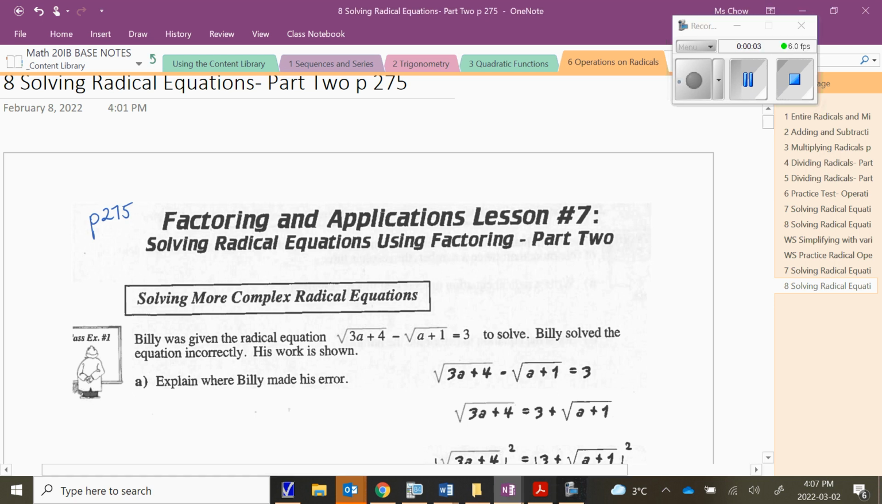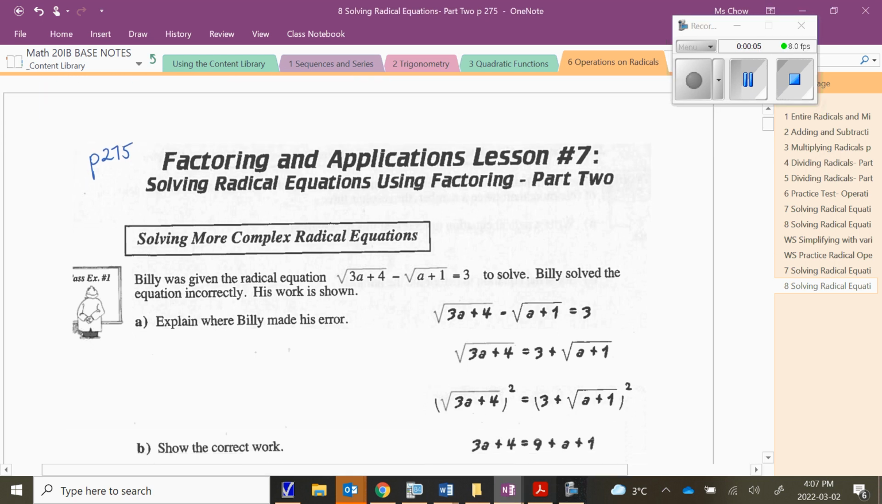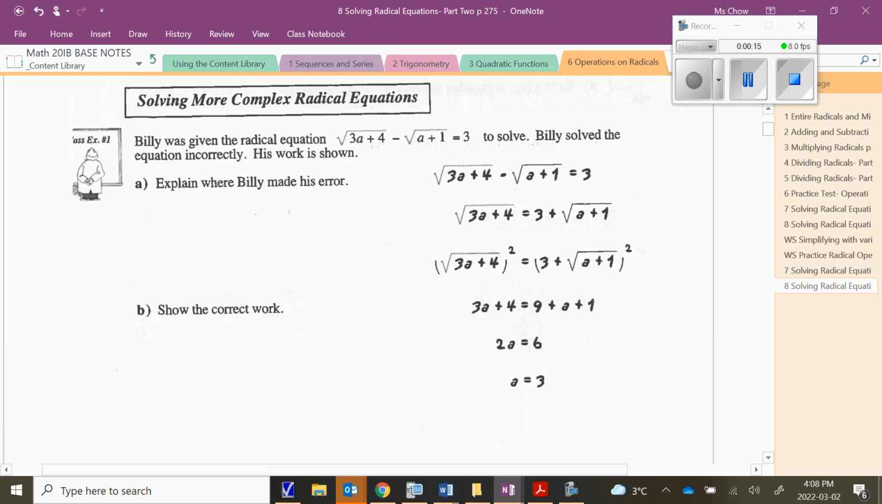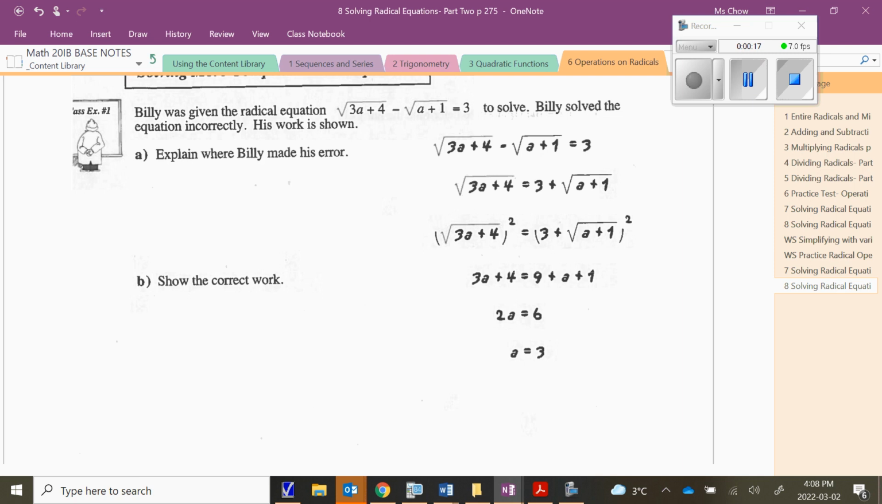Let's take a look at page 275 in your workbook, and we're looking at solving more complex radical equations. So we've got a couple of examples to work through. In the first case, we've got Billy, who's been given this radical equation, and you can see that there are two radicals there, and both of them have binomial radicands, which makes things a little bit more complex than the previous examples we've looked at.